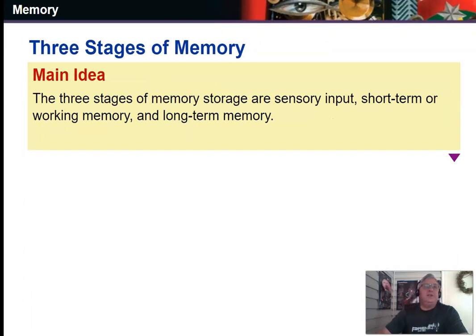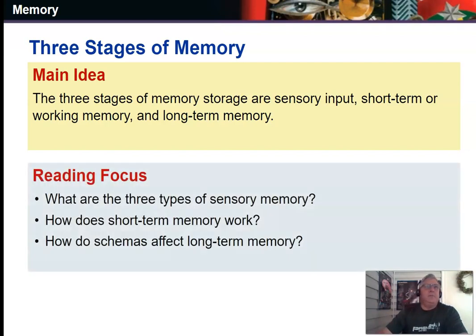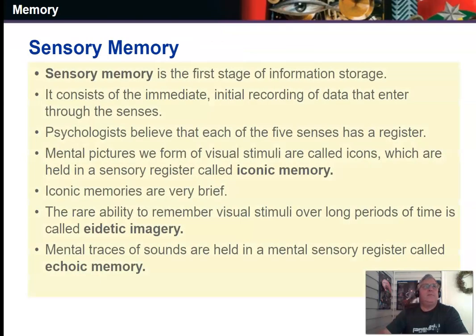So there's 3 stages of memory in this section. The main idea is that the 3 stages of memory storage are sensory input, short-term or working memory, and long-term memory. So what you want to be looking for in your notes on this section are, what are the 3 types of sensory memory? How does short-term memory work? And how do schemas affect long-term memory?